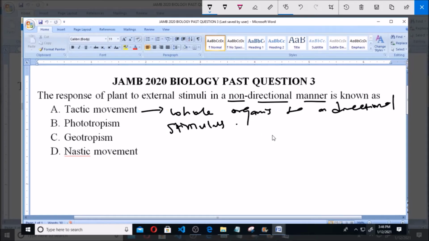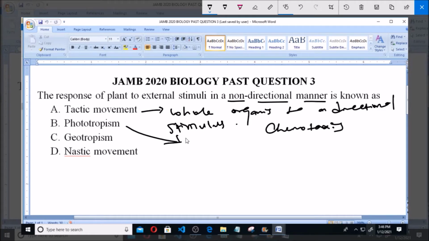Once there's a particular organism or microorganism in the body that is not supposed to be in the body, these white blood cells are attracted by the chemicals secreted by these microorganisms, and they move to the microorganisms to engulf it and kill the microorganism. That's a typical example of tactic movement. I said chemotaxis. You can see that the entire organism moved towards the directional stimulus.